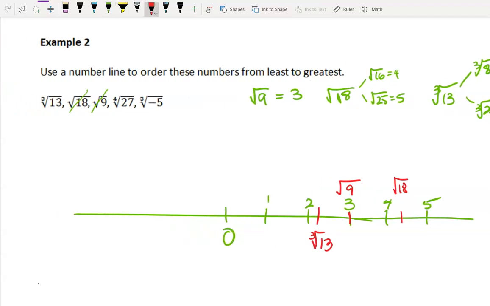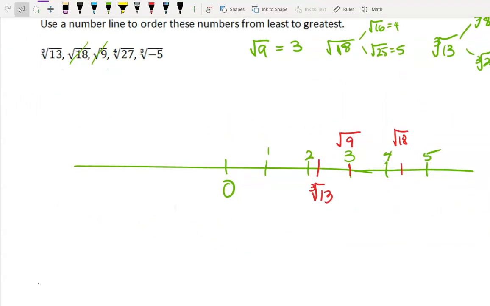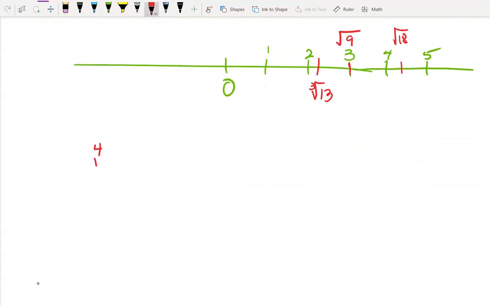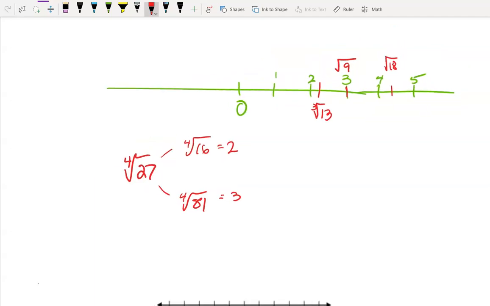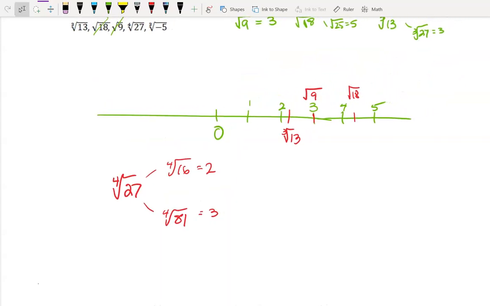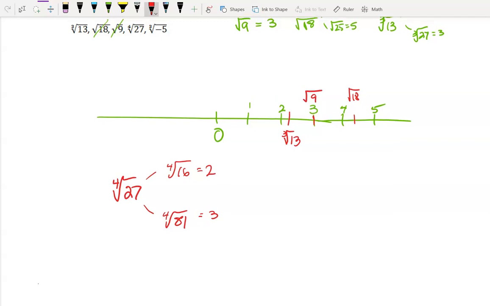Why don't you guys try a few of these? Can you try the 4th root of 27? So we're trying to think what's above and what's below. Well, what equals 2? That would be the 4th root of 16. What equals 3? That would be the 4th root of 81, because 3 to the power 4 is 81. So 27 is also between 2 and 3. Uh-oh. Do you think it's bigger or smaller than the cube root of 13? This is a tough one.